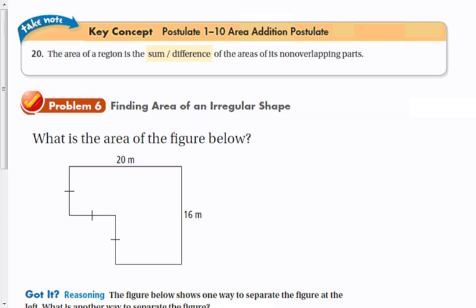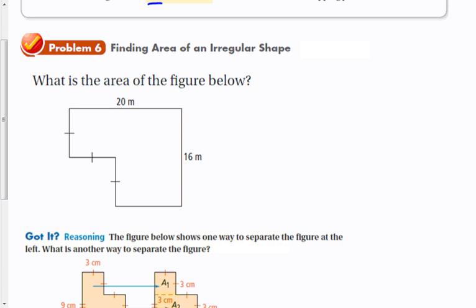Okay, one last thing we're going to learn about is the area addition postulate. The area of a region is the sum of the areas of its non-overlapping parts. So we can split up something in a couple different ways, and you can pick any way you want, but I like a line right there. And since this is a square, I can use that information. I know that this side with this mark and this side with this mark are the same. So the height is 2 of those. So if I take this 16 divided by 2, I get this length here, and that length there. All right.